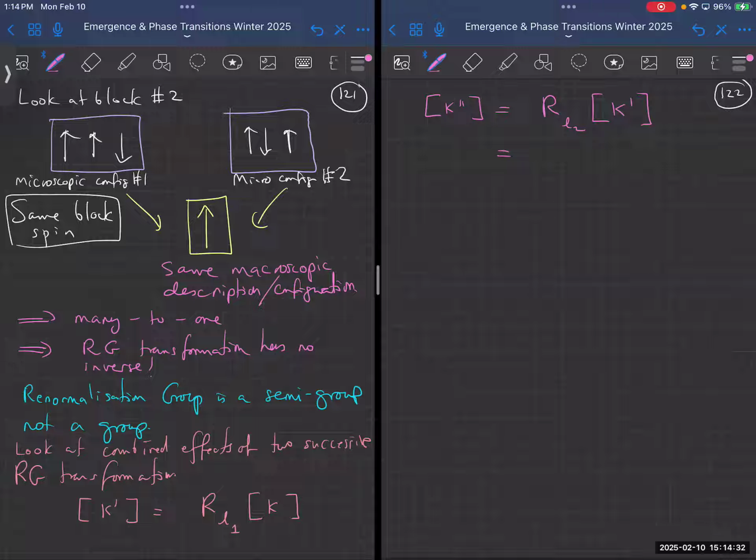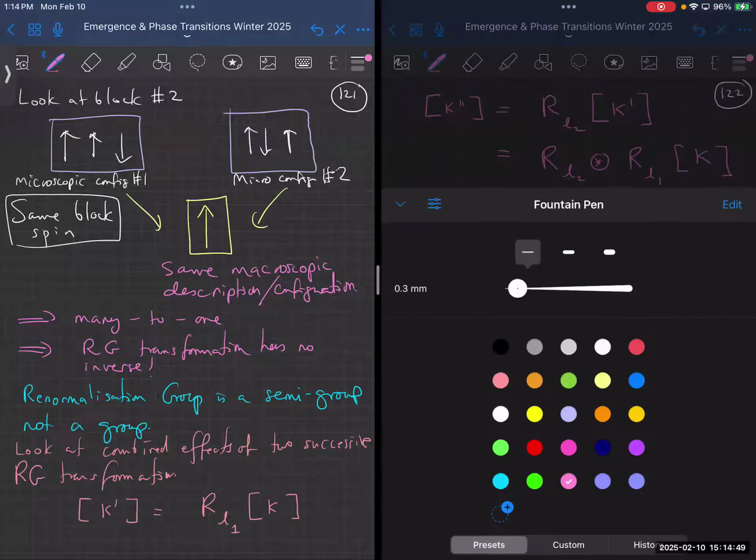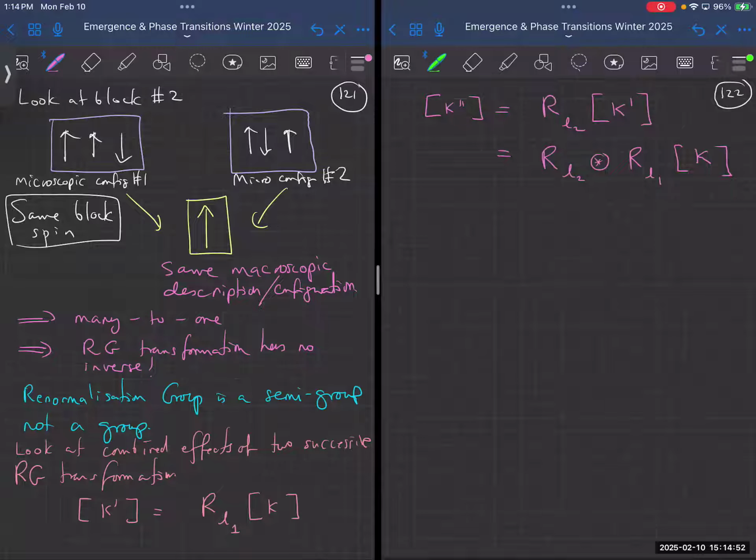So this then is the coarse graining of L2 acting on the coarse graining operator of L1 acting on my original coupling constants K. And so what is this? Well, by doing this, we've transformed by L1 times L2. Coarse grain by a scale L1, then by a scale L2. So the overall scale is the product of L1, L2.